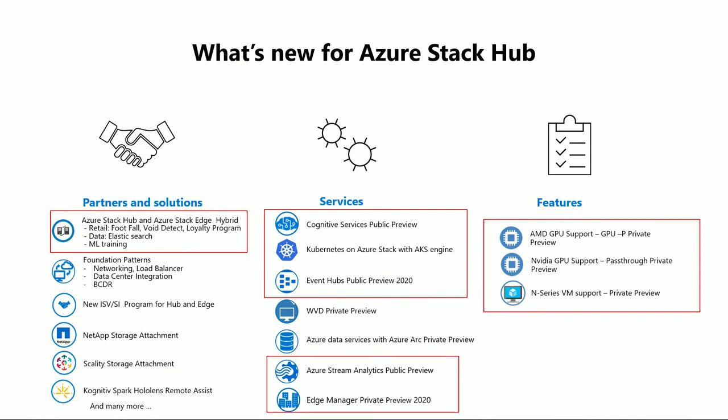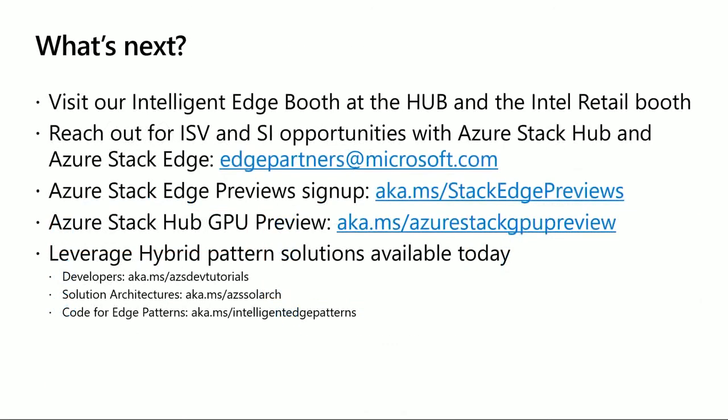And for Azure Stack Hub, we have a lot of announcements. We announced GPU availability, N-series VMs, a bunch of new services that are moving into public preview, and also GA for the case of Kubernetes, and the patterns that I talked about. They are available online right now. And you can get all of this information and reach out to us just by following these links. So you get to sign up for the previews for Stack Edge. You get to sign up for our GPU preview on Stack Hub and access all these components.